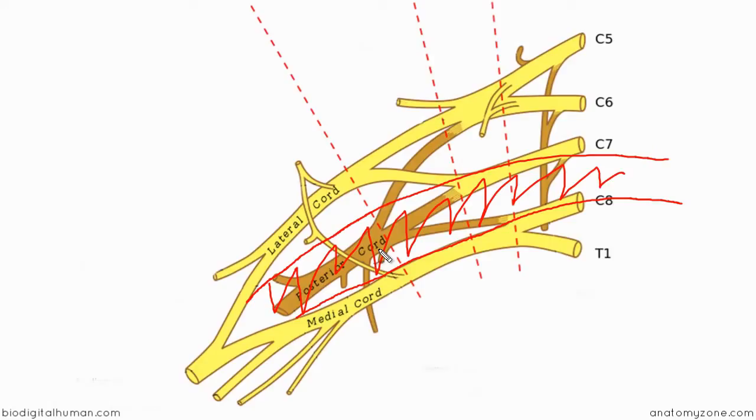So next we'll take a look at the various branches of the brachial plexus, the terminal nerves and the branches which come off the roots and the trunks and the cords.